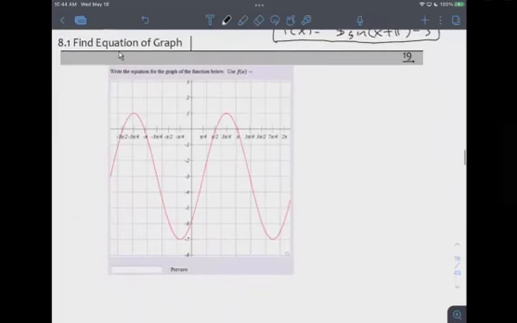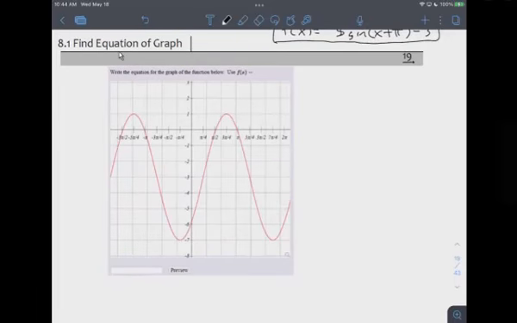So I want you to try this one here on your own. Notice on this one, it didn't specify sine or cosine. The nice thing with the MyOpenMath system is if you use the right form, even if it's not the more common one, it will accept that as correct.